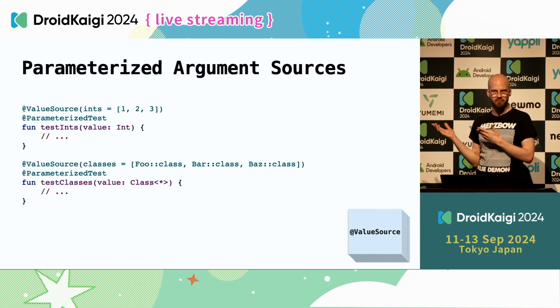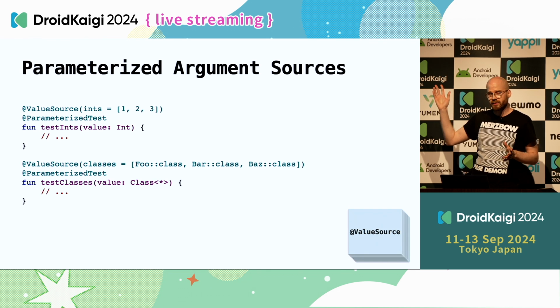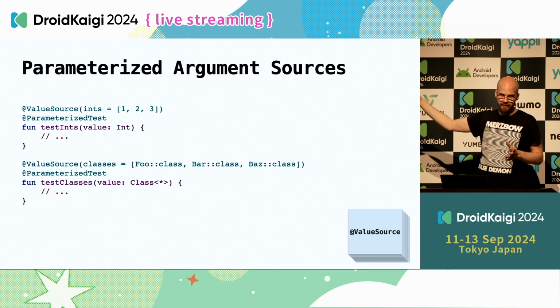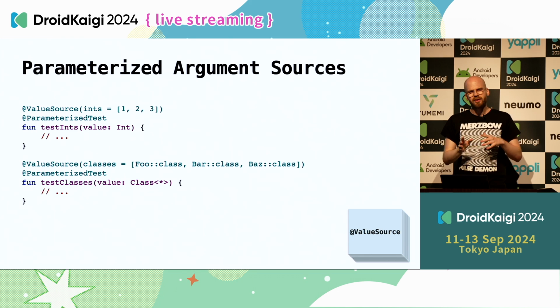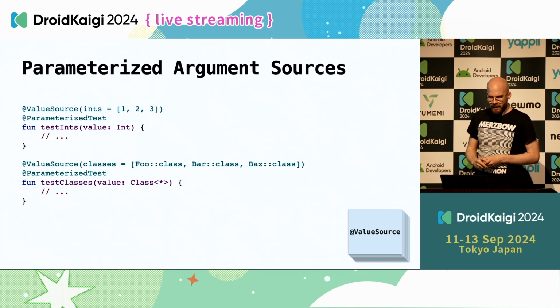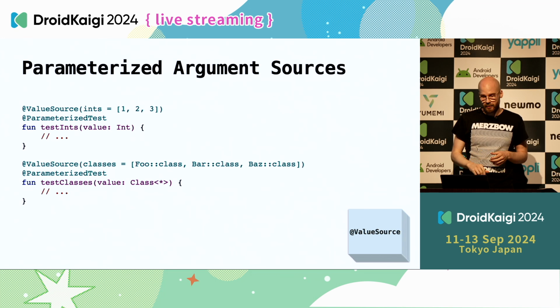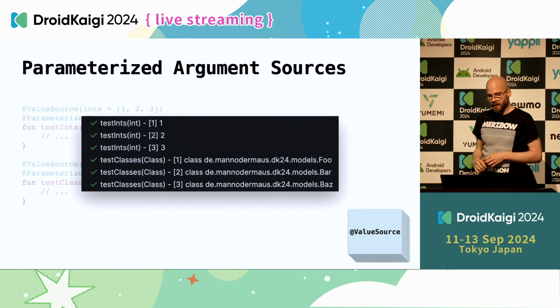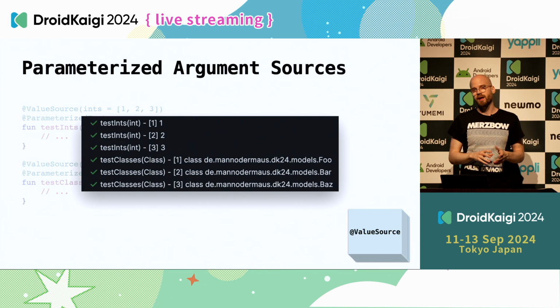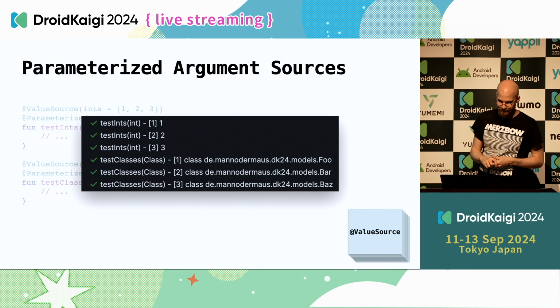Okay, value source. We've seen this already. This doesn't only work with strings, you can also use this with other stuff. Here's two examples. There's integers and classes. There's other Java primitives you can use too, so this is kind of flexible. And the methods have the corresponding type in the parameter body as well. If you run this, you get 6 cases out of 2 methods, 3 for integers and 3 for classes.